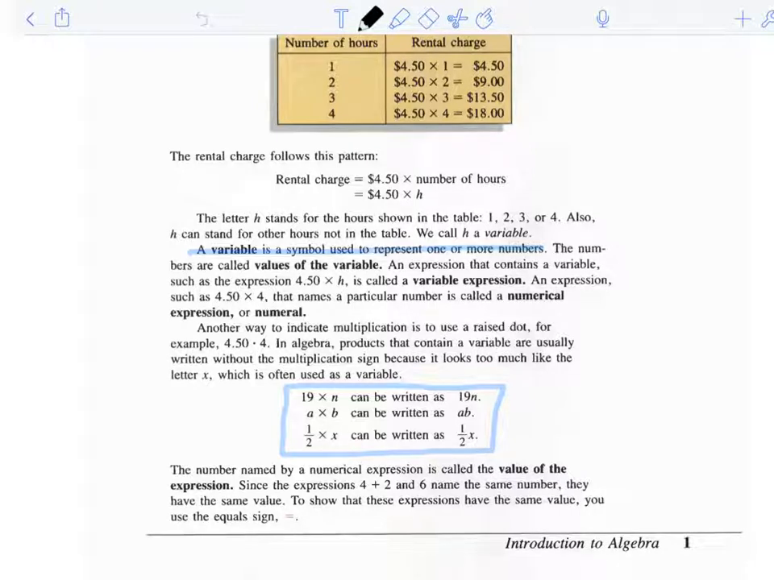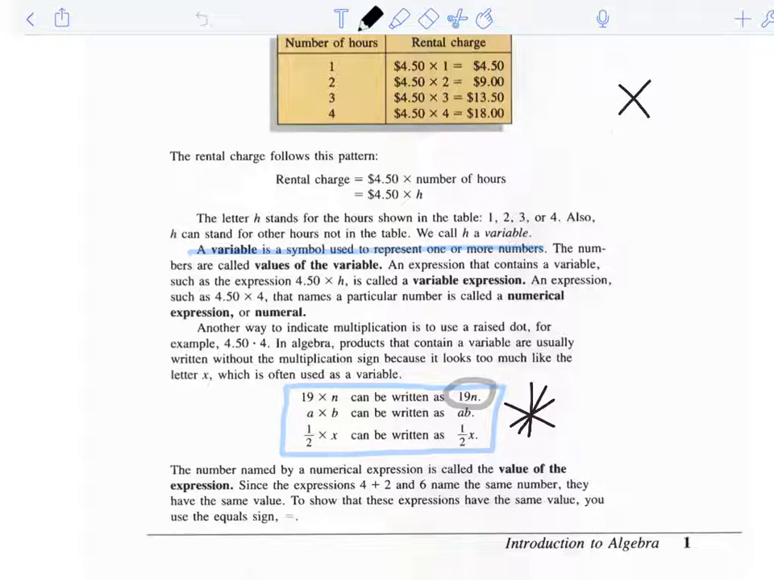Okay, so now again, here are some examples of variable expressions. Now, what we're going to see in algebra, back probably in middle school and maybe in elementary, you used to see the x as a times sign or a multiplication sign. We're no longer going to use that x to represent multiplication. If it's a number and a letter, we're going to write it side by side, like 19n.